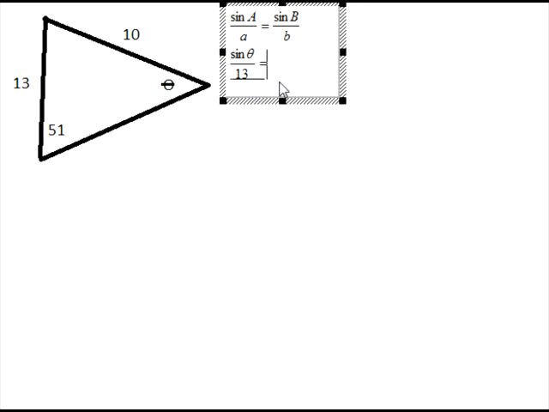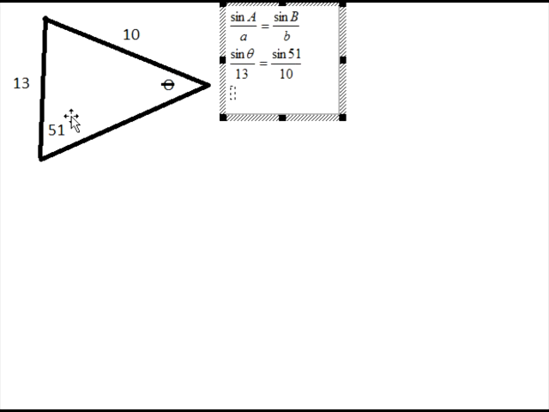Ashley. I know you're not going to want to talk, but I'm going to make you talk here. My angle here is going to be, the other angle is 51, good. My other side's 10. Wonderful. Okay, so sine theta over 13 equals sine 51 over 10.